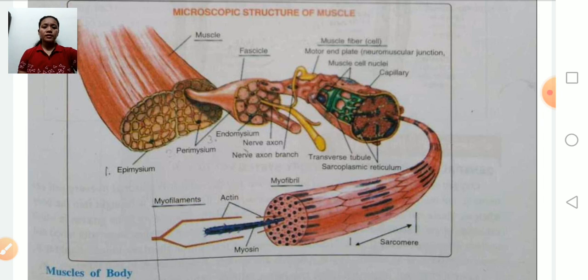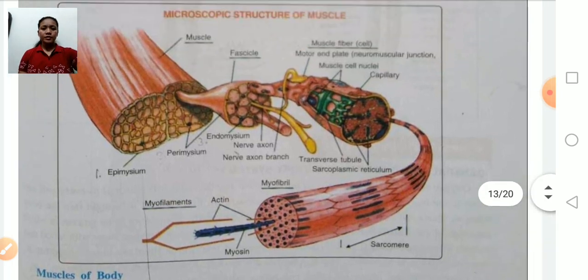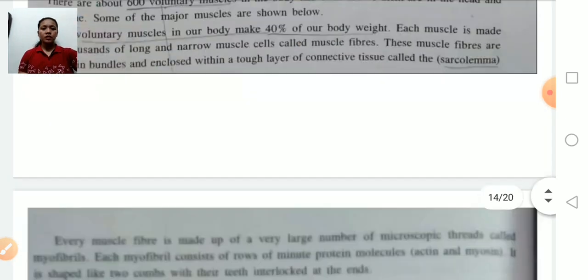When they contract, actin and myosin slide over each other. This is the mechanism of muscular contraction.